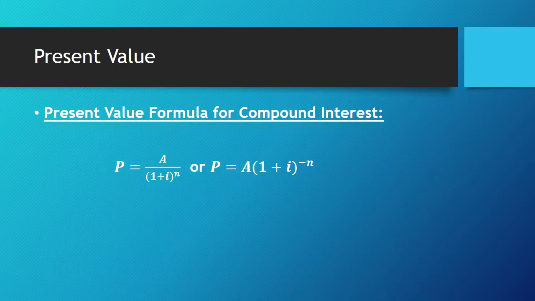Now we're going to look at the present value formula for compound interest. Remember, the formula you had before was for the future value, for what you have at the end of the term. Now we're going to look at what you need to put in now to have a certain amount in the future. There are two ways of expressing it. P equals A over the quantity 1 plus i to the nth power, or if you prefer to use a negative exponent, A times the quantity 1 plus i to the negative nth power.